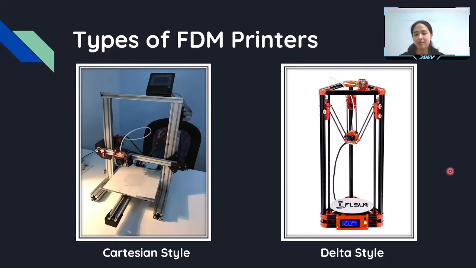And the Delta type is basically supported with three motors. Three stepper motors over here move the extruder head along the build plate until your desired model is formed.